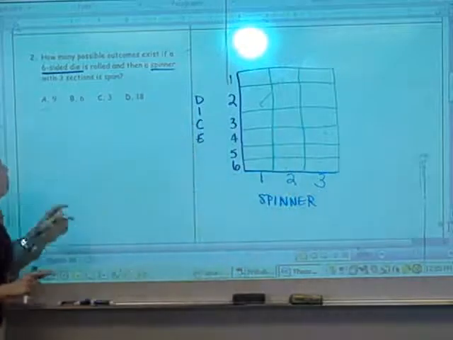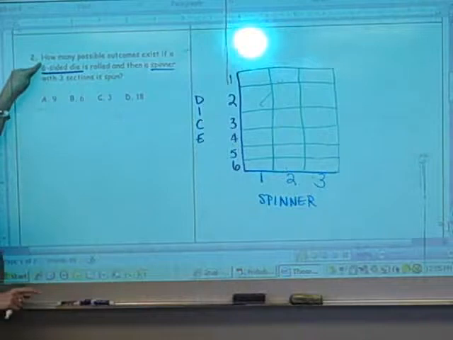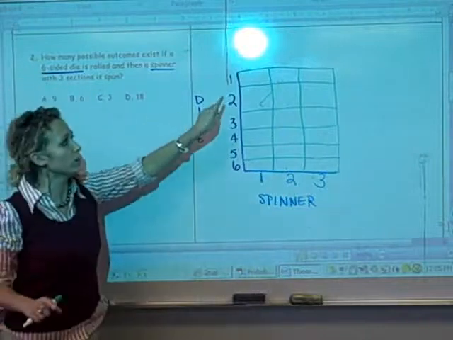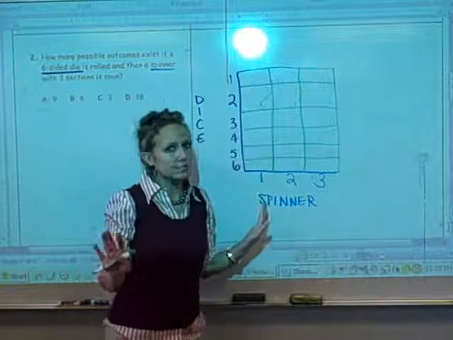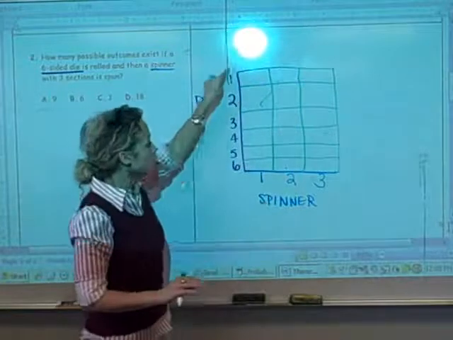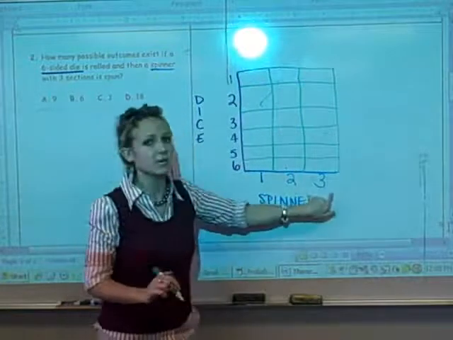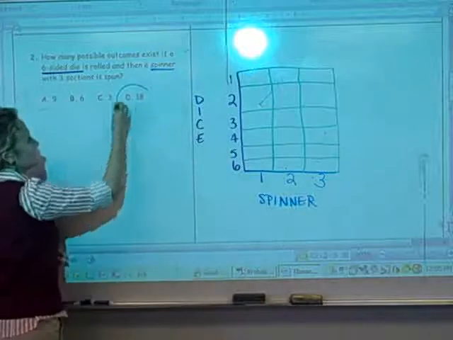Okay, so let's come back to our question, and it says how many possible outcomes exist? Well, we could either count them all, 1, 2, 3, which would be a little time consuming. It'll always get you the right answer. Or we can just multiply 6 by 3, which is 18. D.